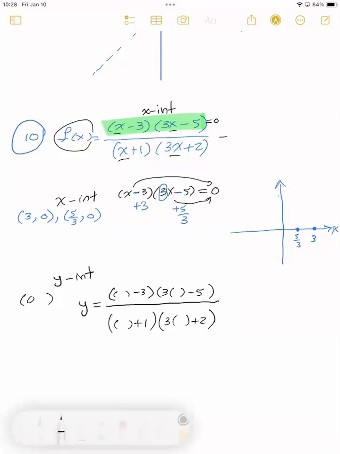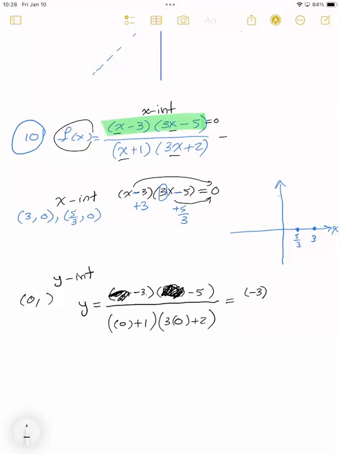We are going to put 0 for x. So what is 0 minus 3? 0 minus 3, 0 will be ignored. You get negative 3. What is 3 times 0? It is 0. So you get 0 minus 5, ignore 0. So what you're left with is negative 3.